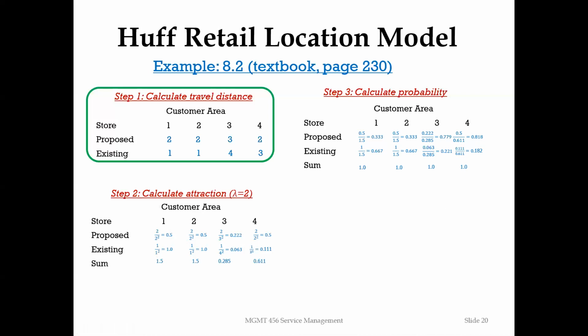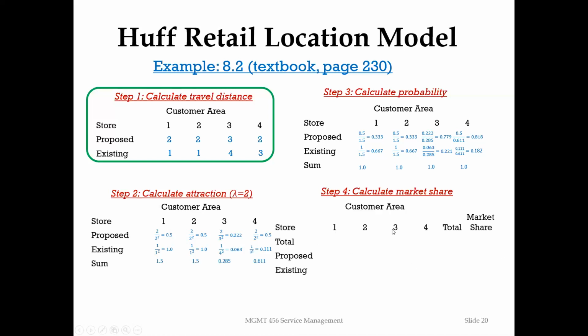So in step 3, we basically calculate the purchasing probability for those who live in each area from each of the two stores. How do we do it? Basically, we proportionally allocate based on the attraction of all the stores. Now let's move to the last step. Step 4 is about calculating market share. This is talking about the total market share, not the market share in each customer area. We're talking about the overall aggregate total market share.